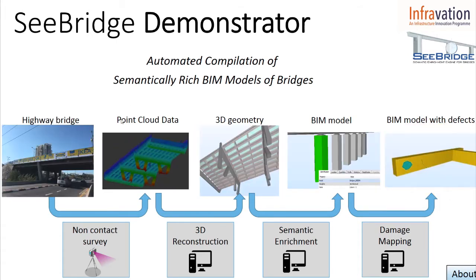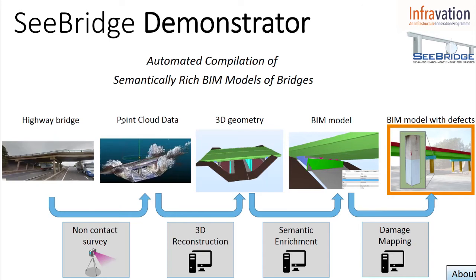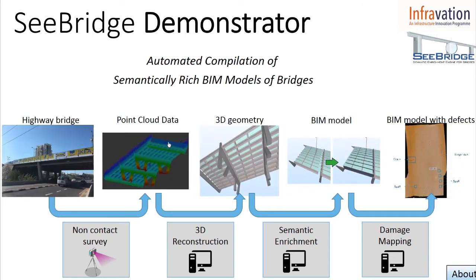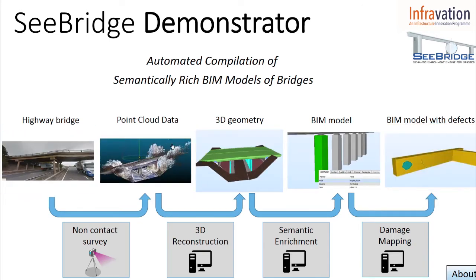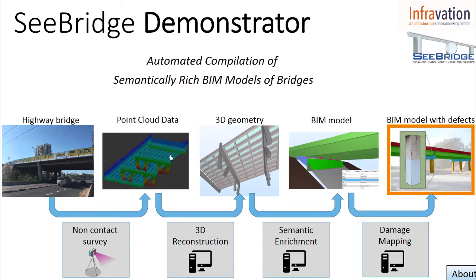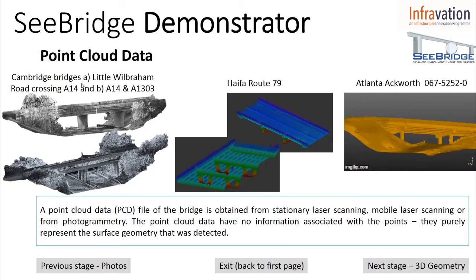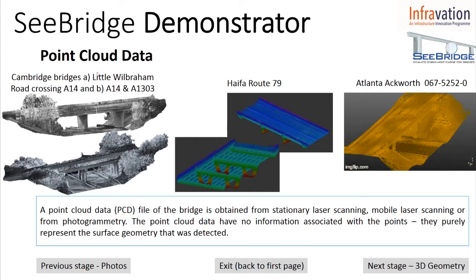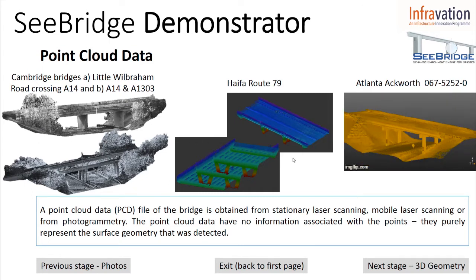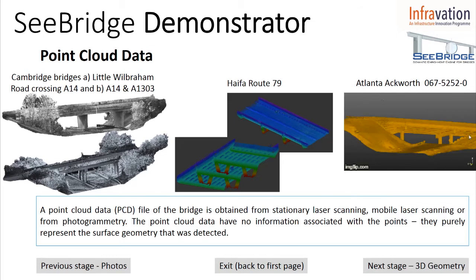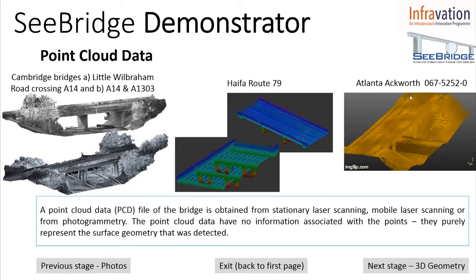Laser scanner results, or photogrammetry, are exported as point clouds. The point cloud represents the surface geometry, but doesn't have any other information about the points. You can see a few of the point clouds from Cambridge bridges, the Haifa bridge, and the Acworth bridge from Atlanta.